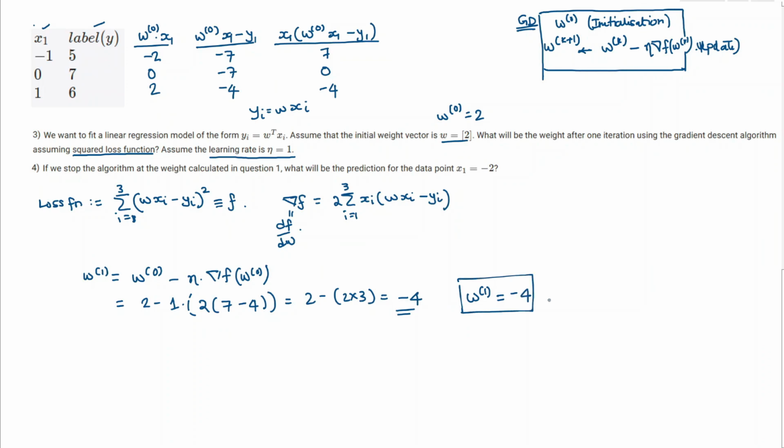Now the fourth question says that if we stop the algorithm at the weight calculated in question 1, I think they're referring to question 3, what will be the prediction for the data point x1 equal to minus 2? Again, the prediction is given by W transpose X, right? Here W is a scalar, so the prediction can be written as minus 4 times minus 2, which is equal to 8. So 8 is the prediction.